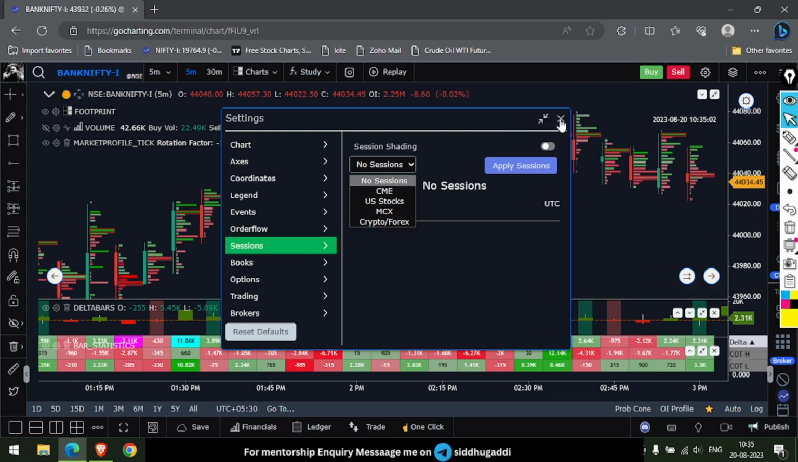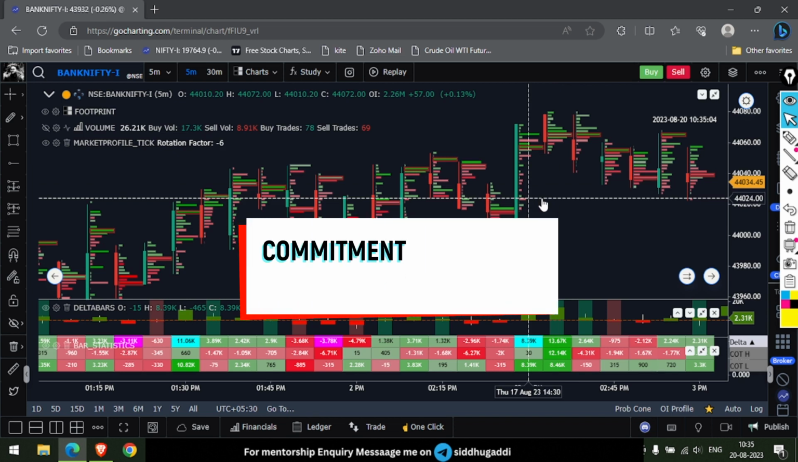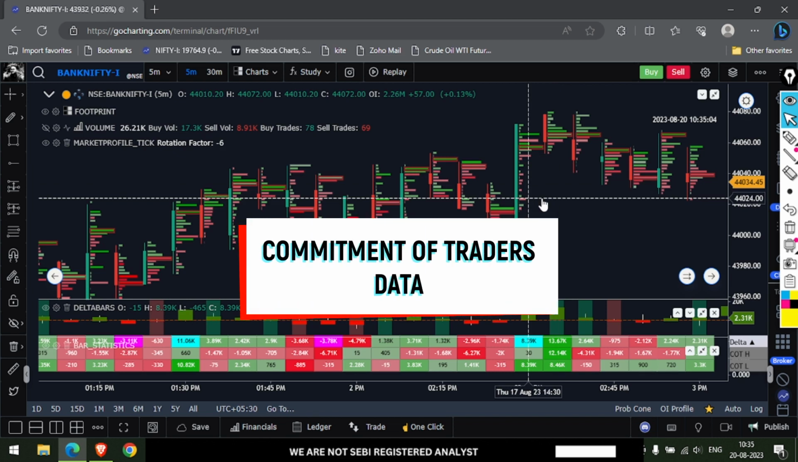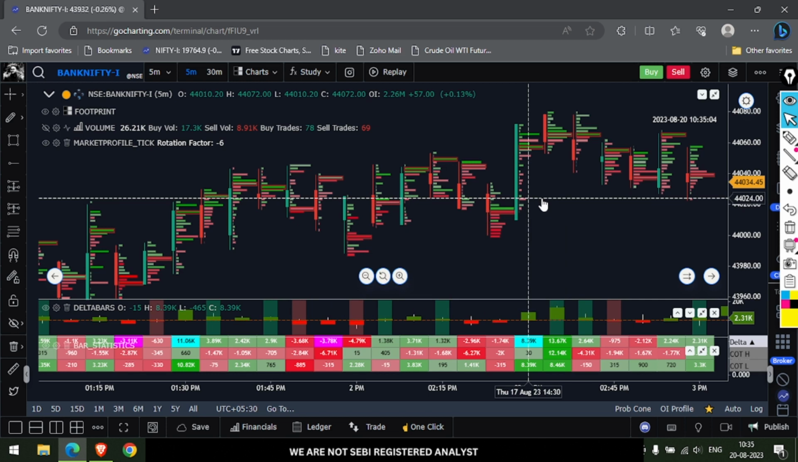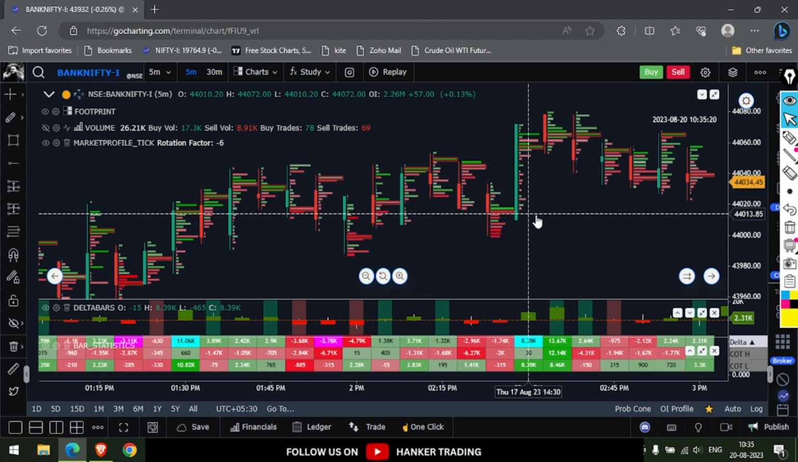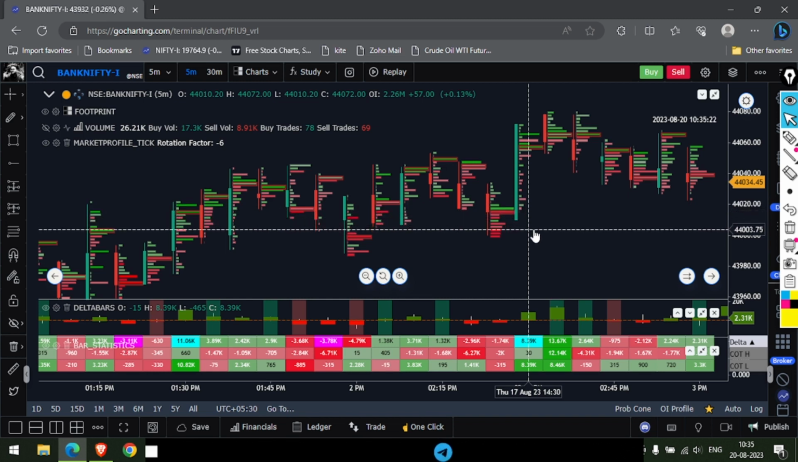So the third pro about GoCharting is the Commitment of Traders, which has been recently introduced in this platform. It is the very best indicator to get some more confirmation on whether you should trade with big lots or small lots. This is how I'm going to use my trading strategy, and this is how I'm going to teach these order flows.